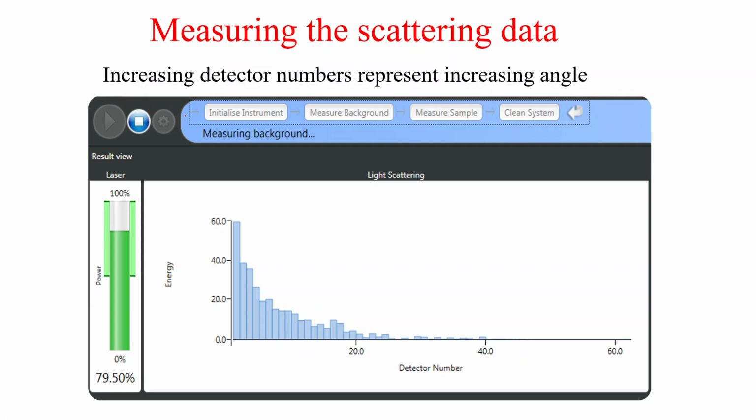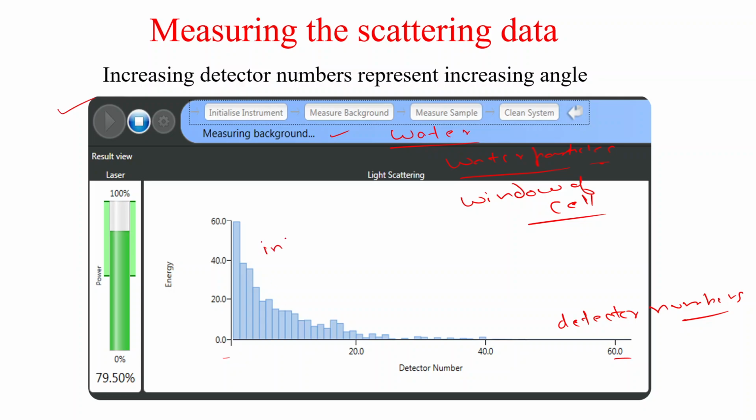Now, this type of graph, this screen, will come up in the instrument. When we are measuring the background, meaning we are circulating only water, the scattering will be only by the water particles, and also some scattering from the window of the cell. So this is the background signal. Here we can see that 0 to 60 are the detector numbers, and the intensity showing at the lower numbers means that large particles are there in the solution. And this is the laser light.